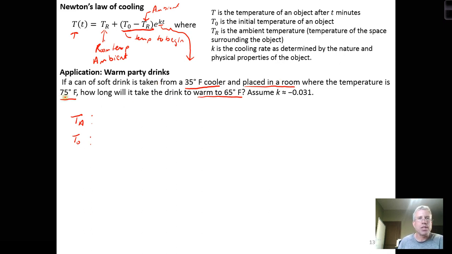The room, which is at 75 degrees, will begin to warm the pop up until the pop gets very close to 75 degrees Fahrenheit. So the ambient temperature is 75 degrees Fahrenheit. The initial temperature, T naught, of the soft drink is going to be 35 degrees Fahrenheit. It's 35 degrees Fahrenheit when it's pulled out of the cooler and placed in a 75 degree Fahrenheit room. And of course we were given K.